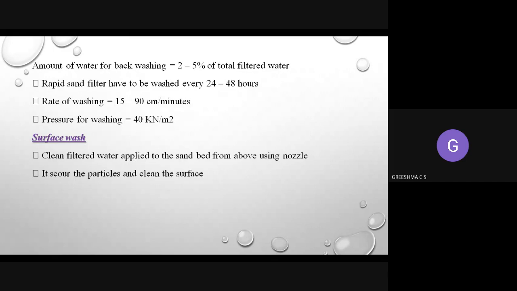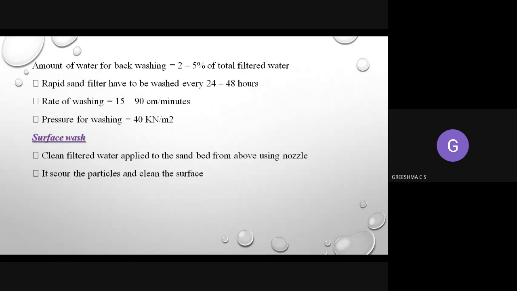Now the rapid sand filter has to be washed every 24 to 48 hours. It's very important here, as the cleaning process is very acute, so it has to be washed every 24 to 48 hours. The rate of washing is between 15 to 90 centimeter per minute, and the pressure of washing is 40 kilonewton per meter square. That means the pressure induced during this washing is 40 kilonewton per meter square, and the rate of washing is 15 to 90 centimeter per minute.